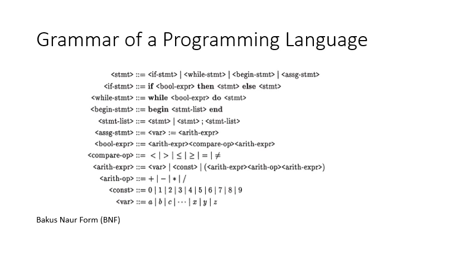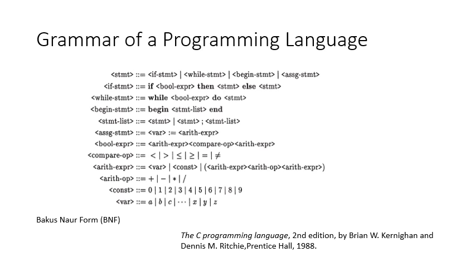You can see arithmetic operators: plus, minus, multiply, divide; compare ops: less than, greater than; all these are there, constants, variables. So this is a kind of subset of a regular programming language. You'll find the grammar of the C language in the BNF format. Try to Google this, by Kernighan and Ritchie, and you'll be able to find the grammar of the C language.